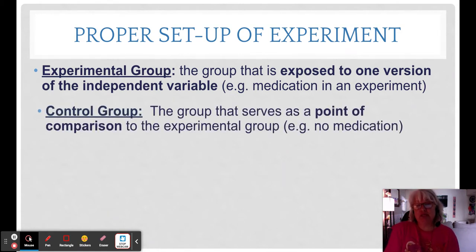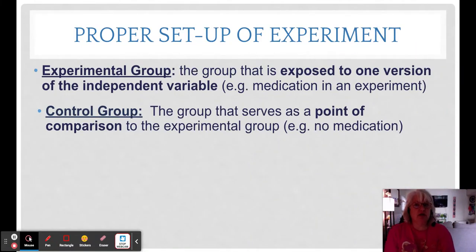The control group, on the other hand, is used to compare the results, and they are not getting the experimental variable. So in the Cheeto example, if you remember, we had a group that got no Cheetos, a group that got 25, and then a group that got 100. So the control group would be the group that got 0.